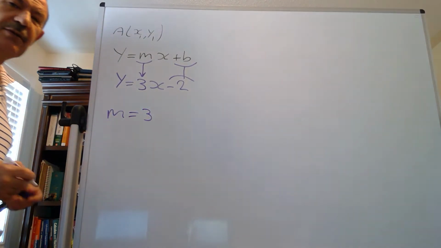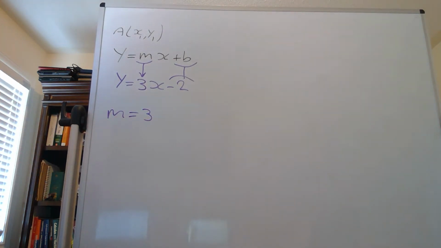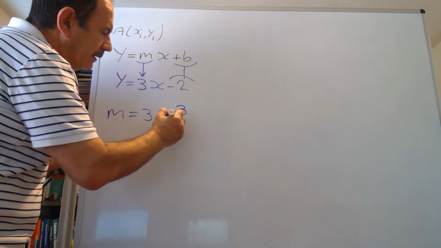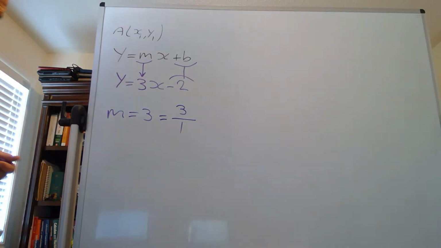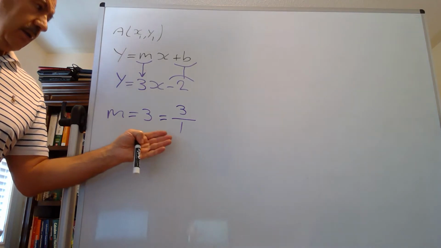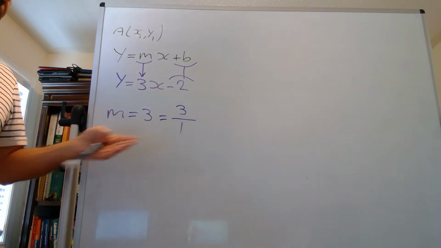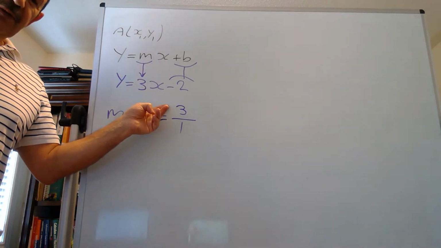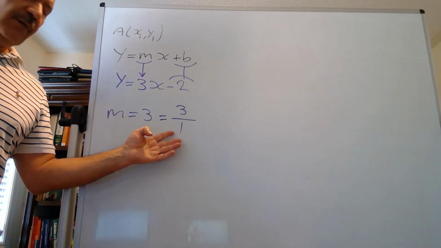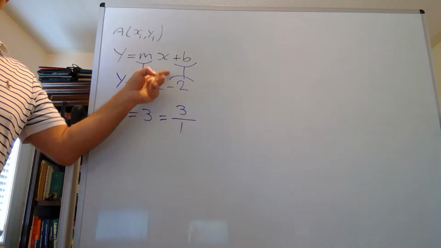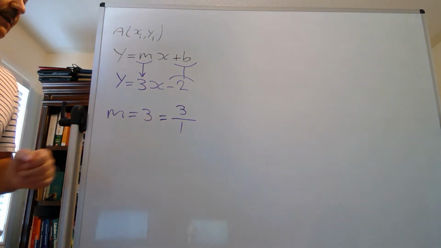But remember, a slope is rise over run, a ratio of two quantities. So instead of 3, if I give it a denominator of 1, I can write it as 3 over 1. What does it mean? Remember, it is rise over run. For every 1 unit run, we are going to get 3 units of rise. If I go forward 1 unit on the x-axis, I'm going to go up 3 units on the y-axis.